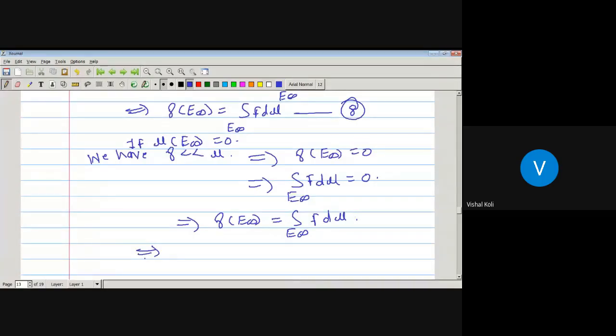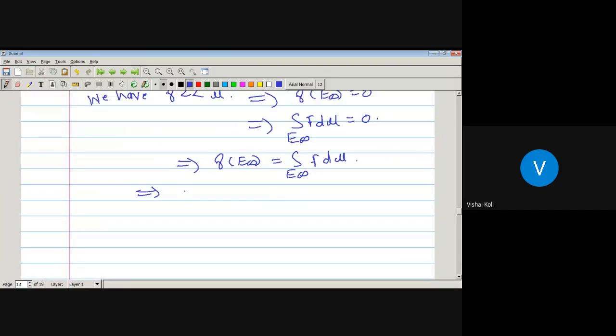But this can be written as gamma of E infinity minus 1 by n measure of E infinity is less than or equal to the integration over set E infinity of f d mu, since gamma of E infinity is nothing but the integration over set E infinity of f d mu. But if we subtract this non-negative quantity, then either it will be equal to this one or less than. Similarly, it is less than or equal to gamma of E infinity plus 1 by n measure of E infinity.